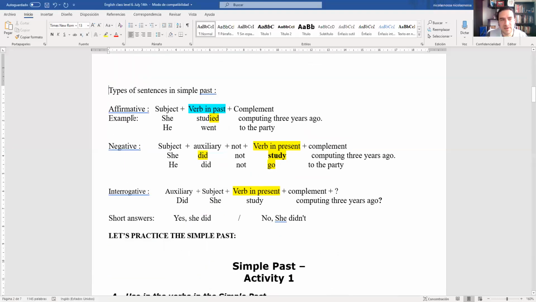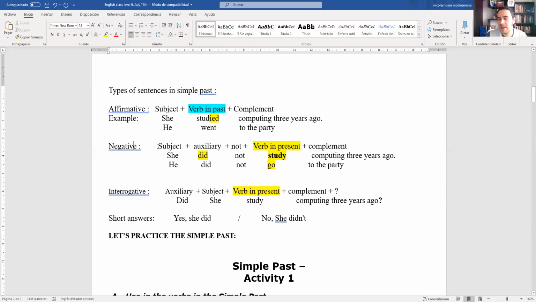Okay, types of sentences in the simple past. Affirmative sentence, okay? We need subject, verb in past, and complement. Example, she studied computing 3 years ago. Or another example, affirmative, he went to the party. Okay? So remember, regular and irregular.